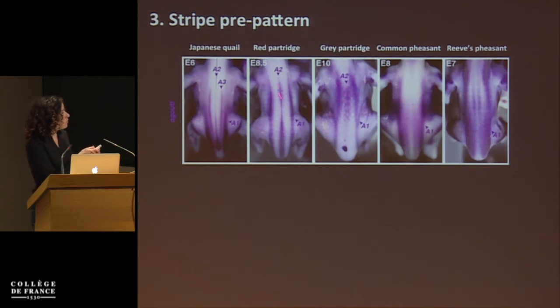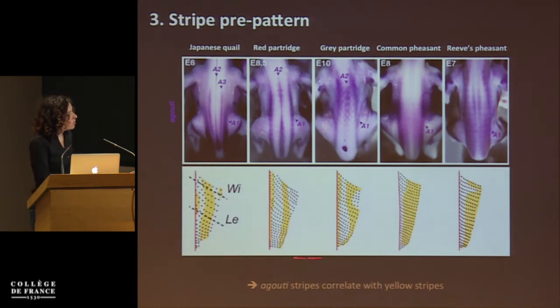In the partridges, we have one thicker medial stripe and two lateral stripes, and in the pheasants, only two very large lateral stripes. And what was really nice is to compare this expression pattern to the position of these yellow feathers, and you can see that this was really corresponding. So agouti may correlate with the yellow striping pattern.